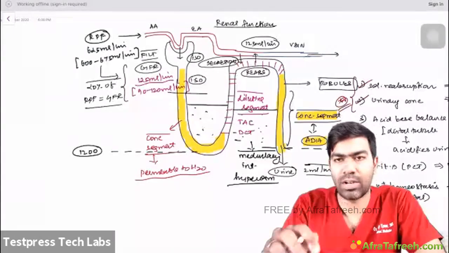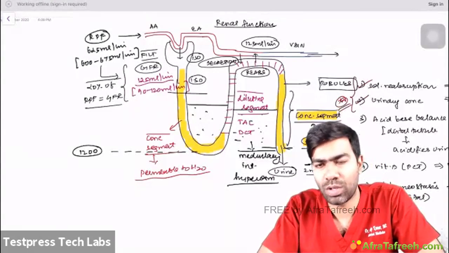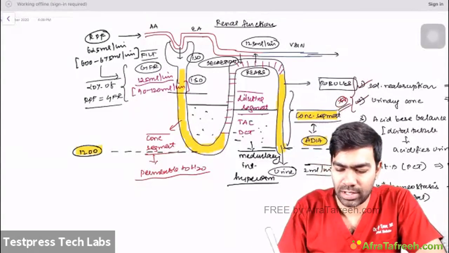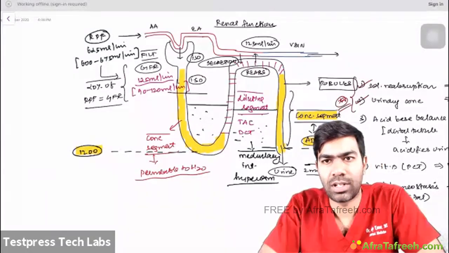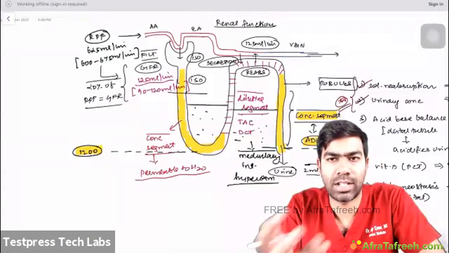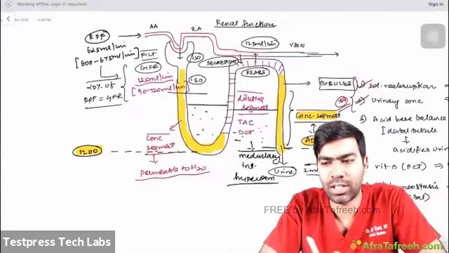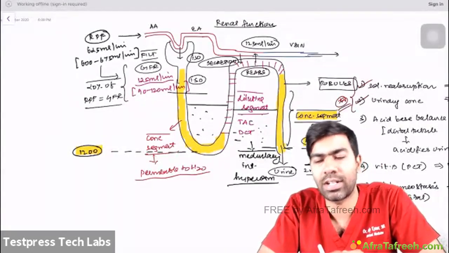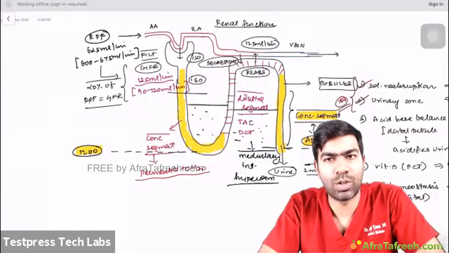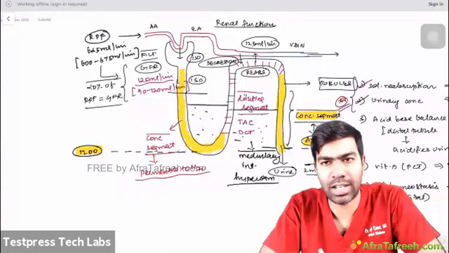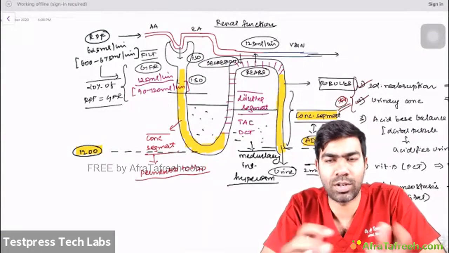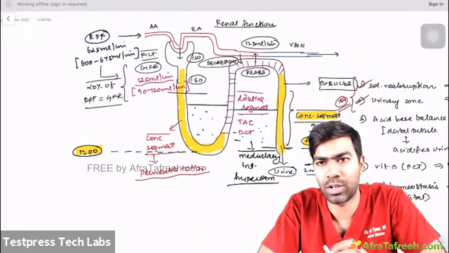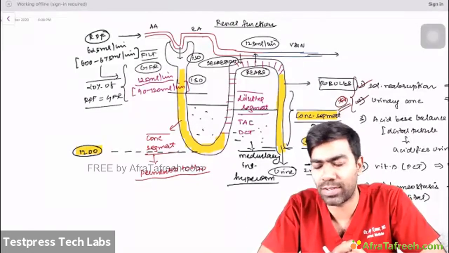Which means however deep you go, this is the maximal medullary interstitial hyperosmolarity that you can reach with the help of the juxtamedullary nephrons. Beyond that, you cannot achieve, which means the maximum urinary concentration that you can achieve is also 1200 milliosmoles per kilogram only. You cannot achieve urinary concentration beyond 1200, however much you try, because this is the limit for humans: only 1200 milliosmoles per kilogram of medullary interstitial hyperosmolarity as well as the urinary concentration.